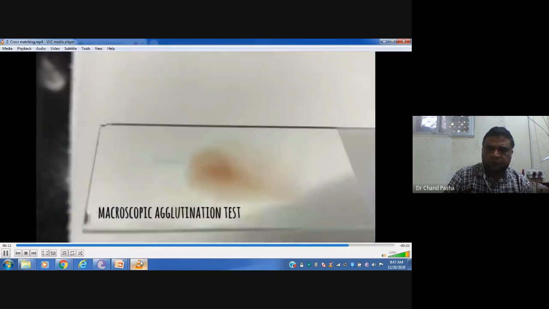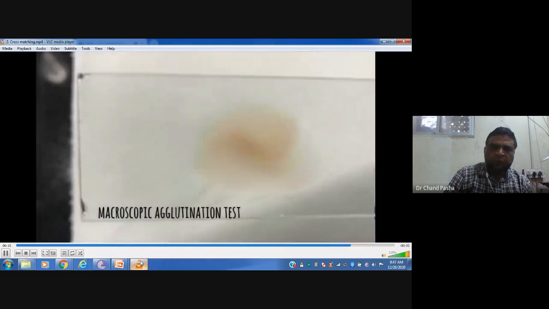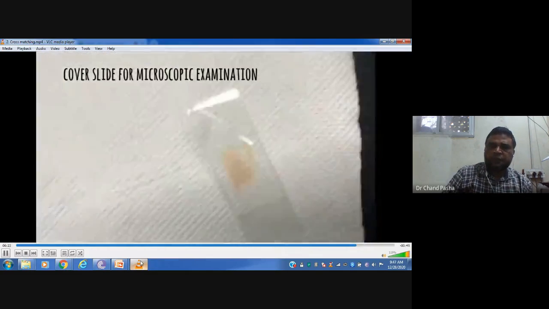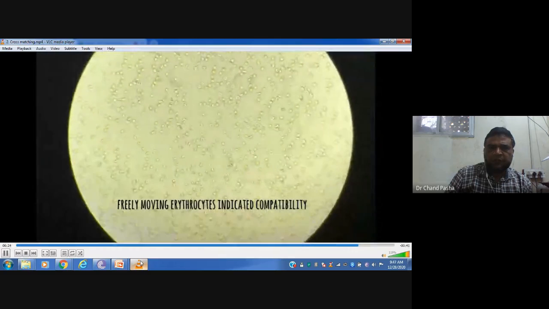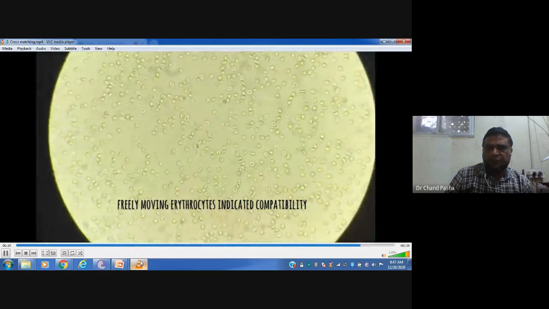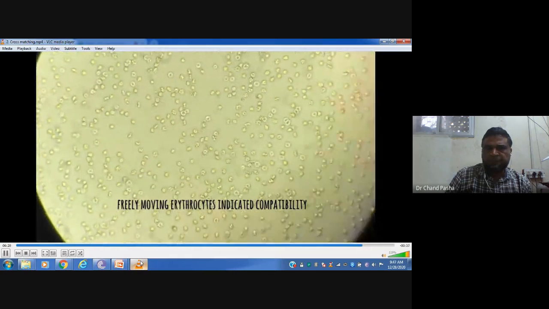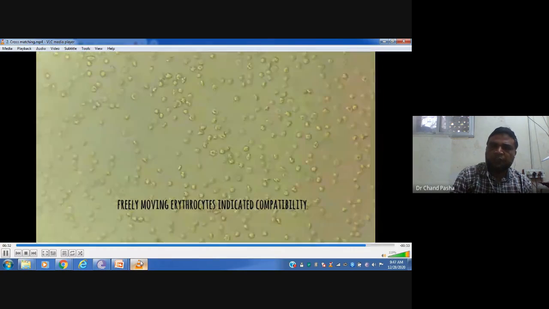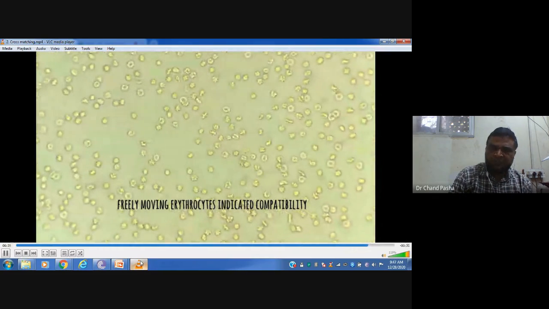Look for gross agglutination, like what we do in blood grouping. If you don't see any, then proceed with microscopic examination by adding a cover slip. Here there is no agglutination, and you can see individual free-floating RBCs. This is how compatible samples will look. See, clumping of RBCs with each other means they are not compatible. Here, this donor can give the blood to this recipient.